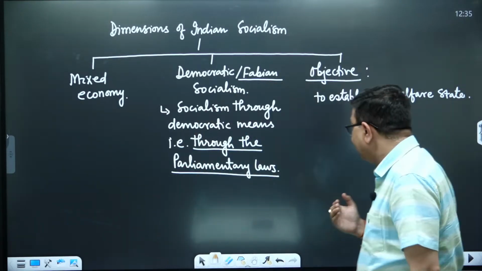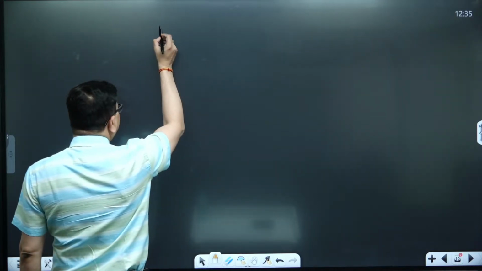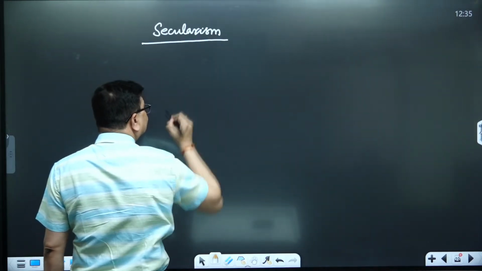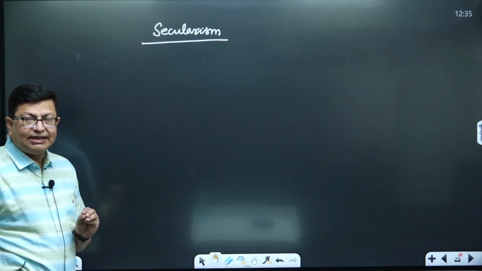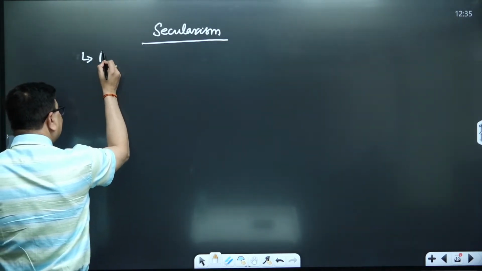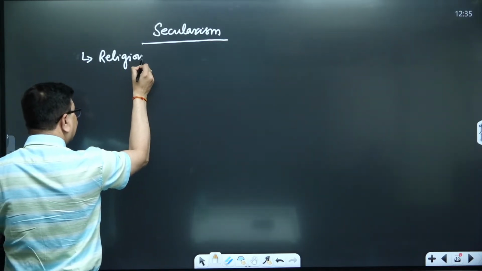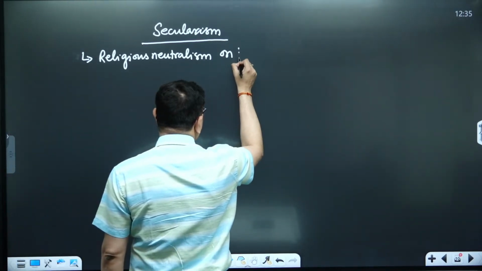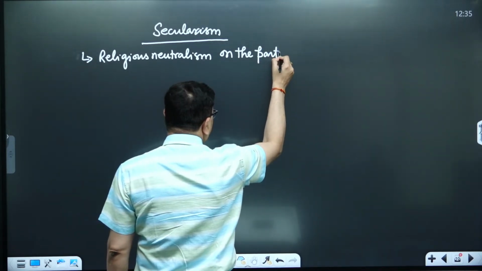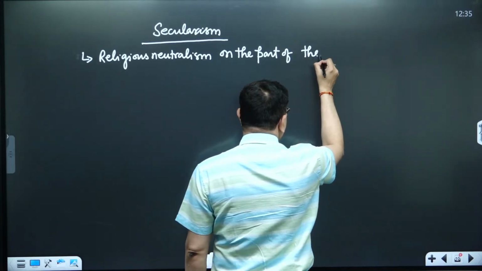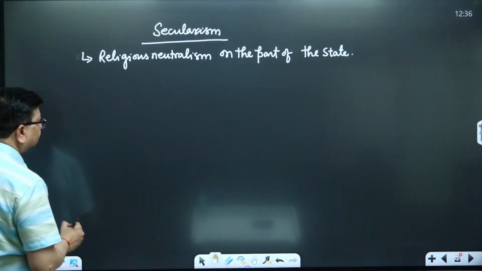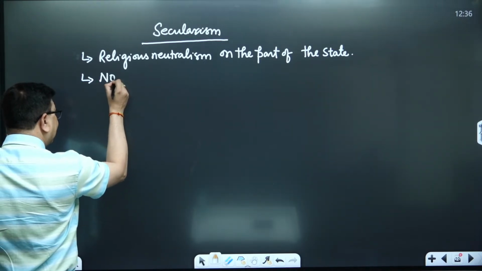Now the next term in the preamble is secularism. Now coming to this word secularism, secularism is religious neutralism on the part of the state. No state religion.